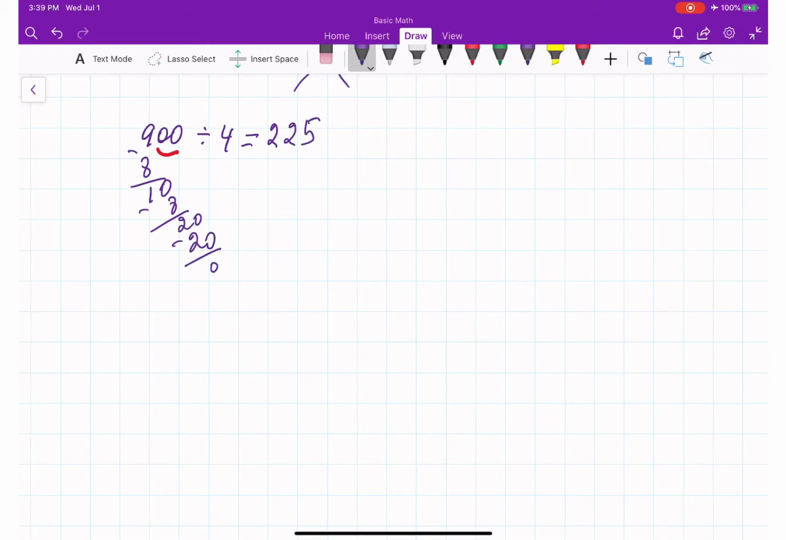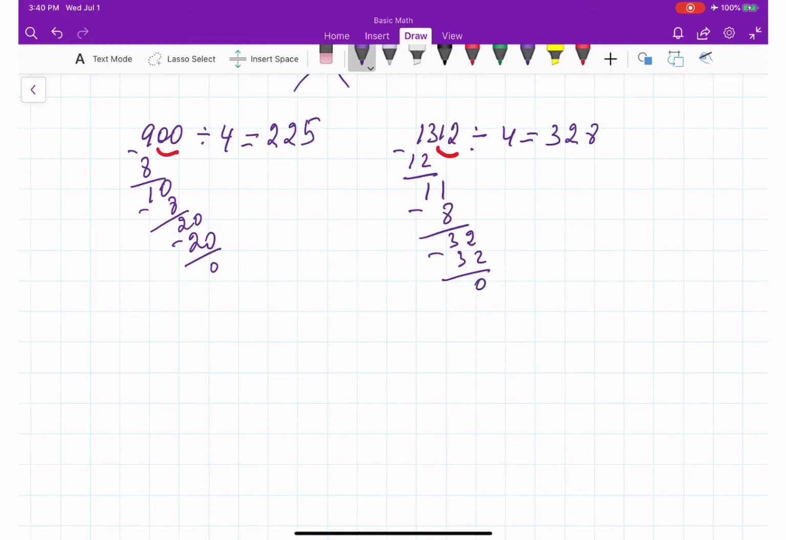Okay. Next one. 1312. Is it divisible by 4? The last two digits, 12. Are they divisible by 4? Yes, they are. That means I can divide the entire number. So I will get 3 times 4, 12. Remainder 1, bring down 1. It's going to be twice 8. 32 by 4 is 8. Okay.